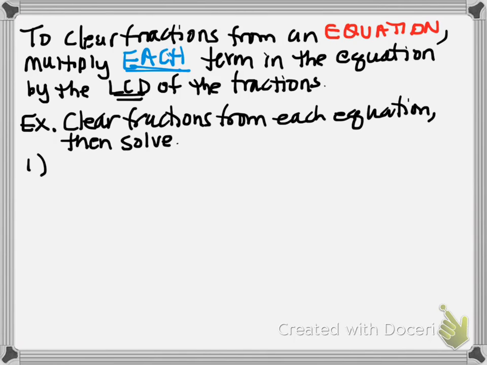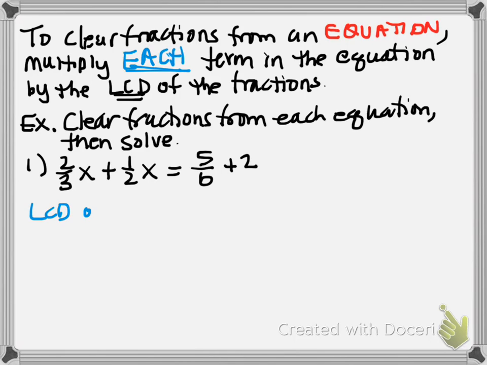So first problem, we have 2/3 x plus 1/2 x equals 5/6 plus 2. So what I need to do is figure out the LCD of 3, 2, 6. Now some of you can just look and say, oh, that's easy. 6, the bigger number, 3 goes into it evenly and 2 goes into it evenly. So we can say that it's going to be 6.